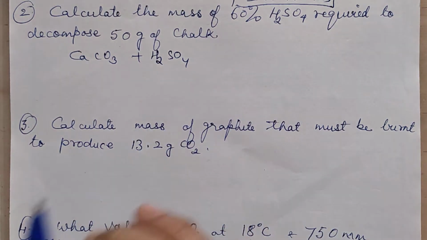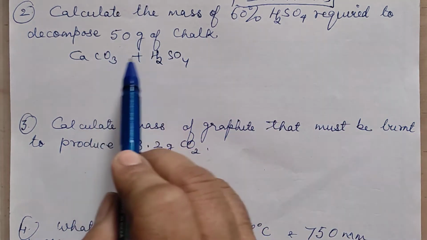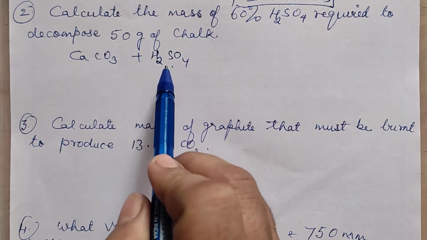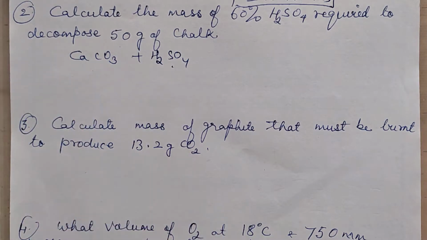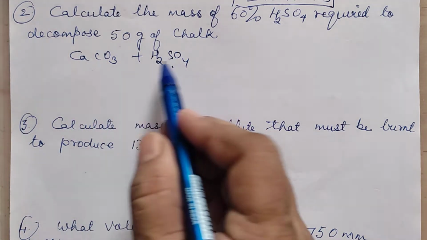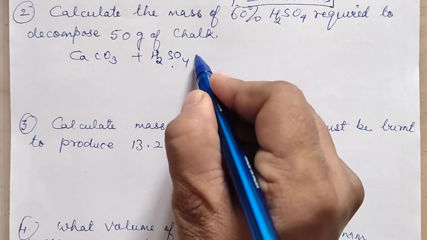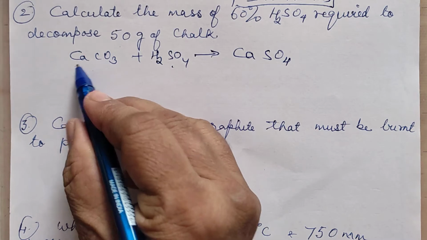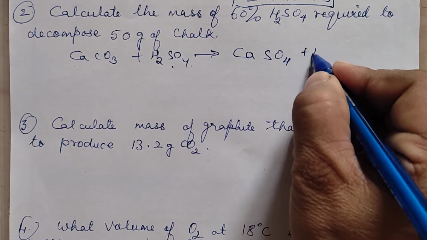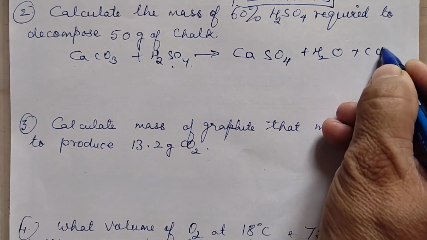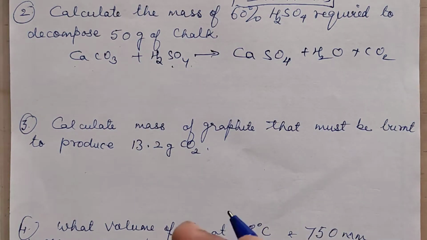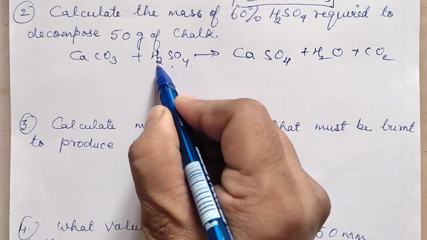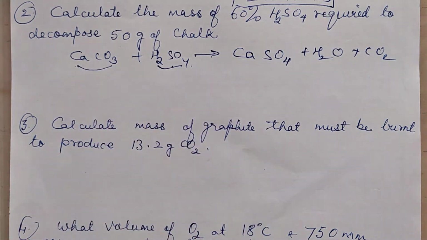So first thing is you need to write the equation. They are saying what mass of sulfuric acid is required to decompose 50 gram of chalk. So we will react calcium carbonate with sulfuric acid. You will complete the equation. It will be just exchanging ions, calcium sulfate plus water plus carbon dioxide. You balance the equation. It is already balanced. Now, for what 2 substances they are talking about? They are talking about sulfuric acid and calcium carbonate.